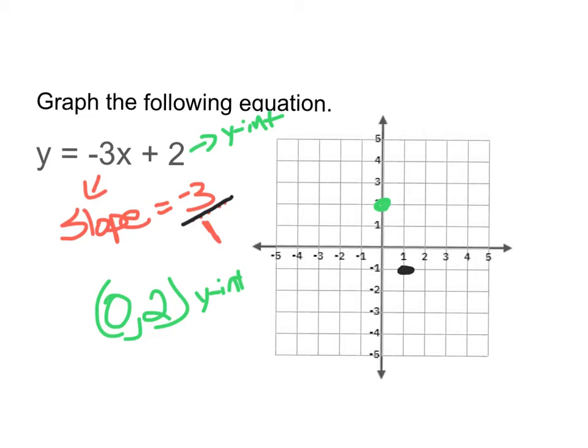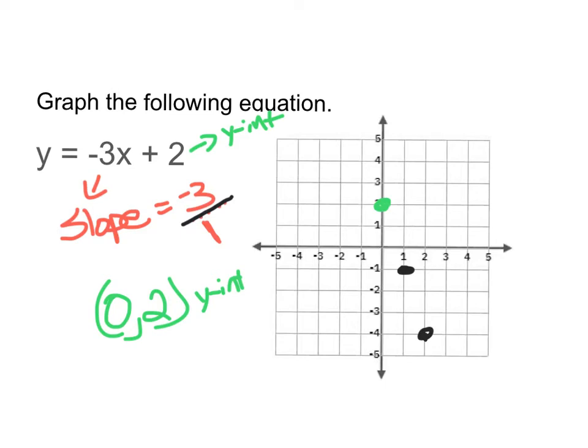So I'm going to go ahead and put that point right there. Now we could do it again. Negative 3 over 1. So we can go down 3, 1, 2, 3, and over 1, and put the point again. Okay? So let's put one more point here.